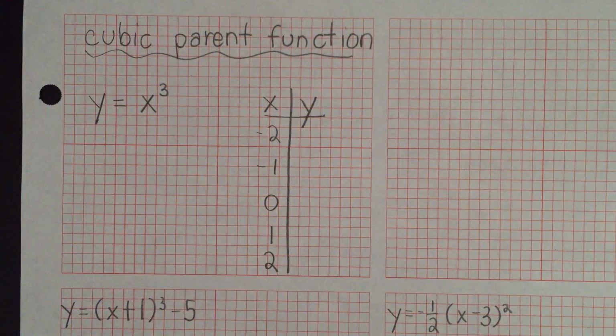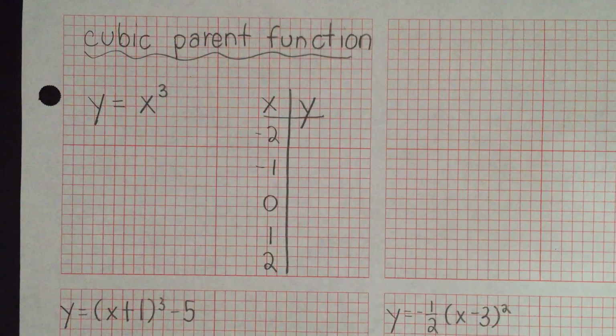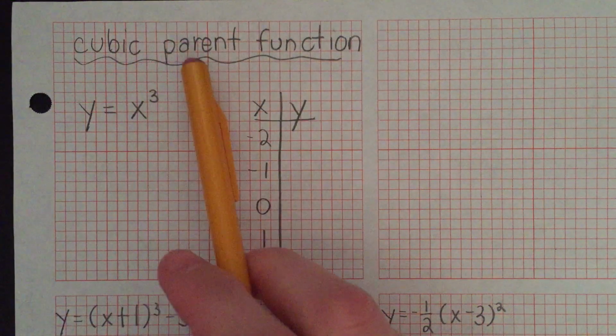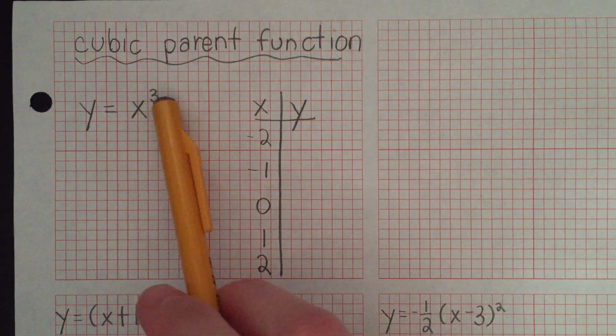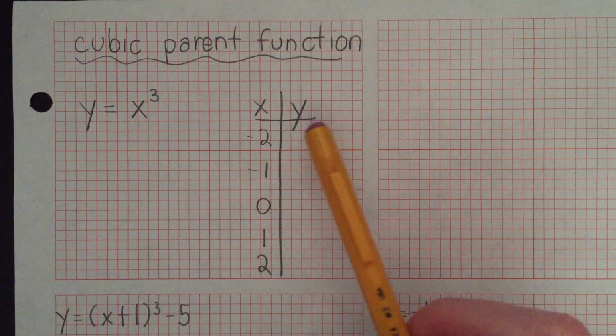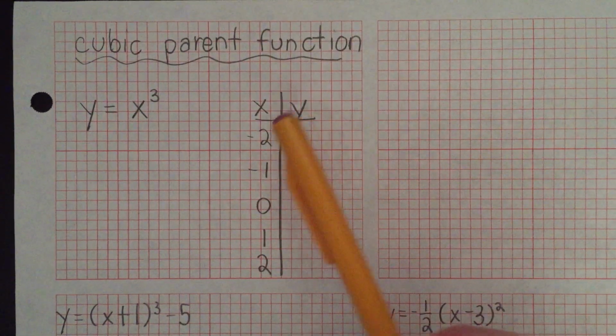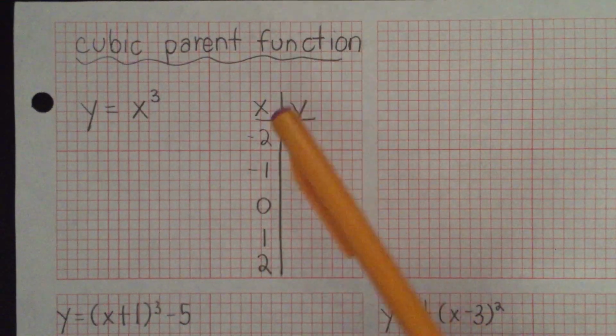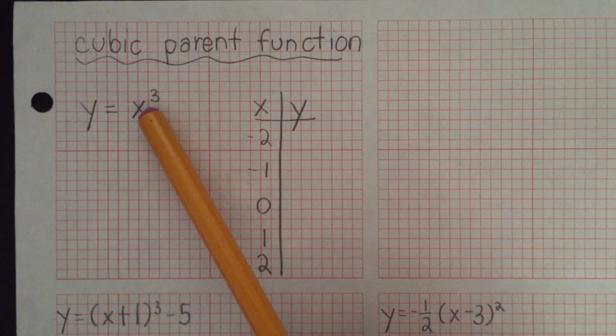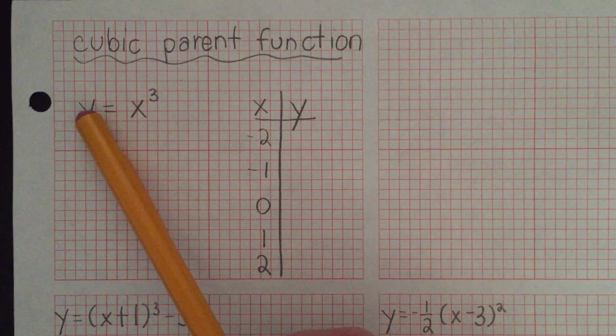All right, today we're learning about a couple more graphs. We are learning about the cubic parent function today. So that is y equals x cubed. And our main points for the cubic parent function are the x values -2, -1, 0, 1, and 2. So take each of these one at a time and plug them in for x and get your y value.